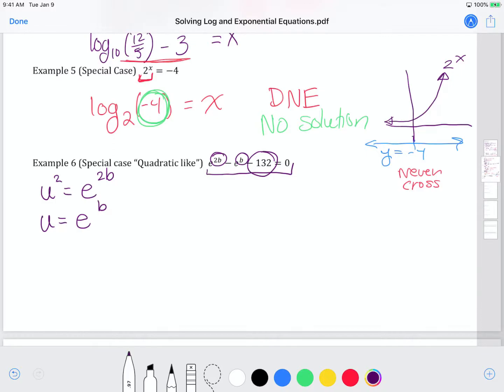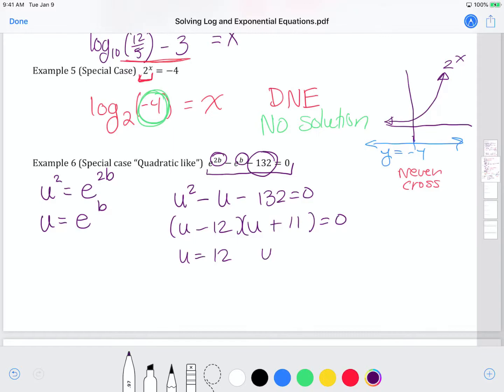So I can rewrite e to the 2b as u squared minus e to the b is u, minus 132 is equal to 0. So now I have it set up like it's a quadratic, and I can factor it or use quadratic formula, whichever one you prefer, and solve it as if it was a quadratic. So this one factors nicely. I can factor this as minus 12 plus 11. So u is going to be 12, and u is going to be negative 11. But we're not done. The question is asking us to solve for b. b is our variable here.